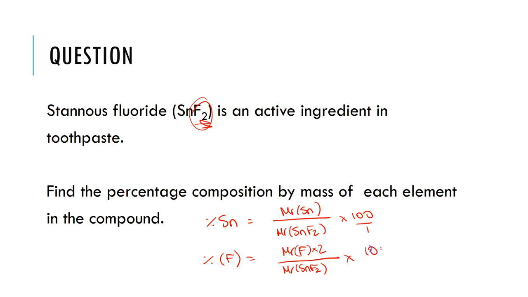Again, multiplied by 100 over 1, and if you add these two together, they should add to 100%. If there's only two things in it, it should add to 100%.